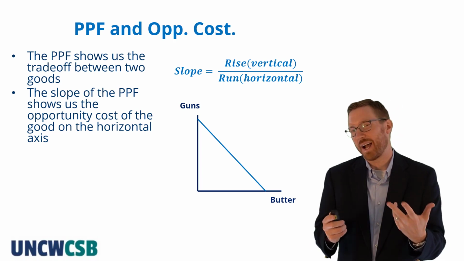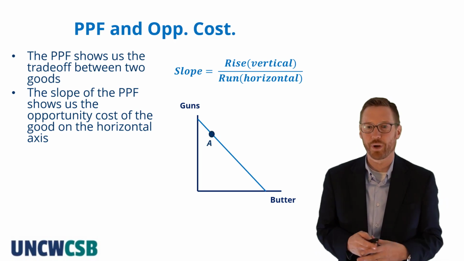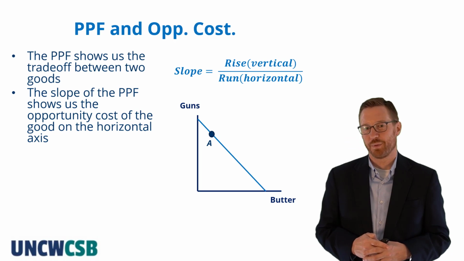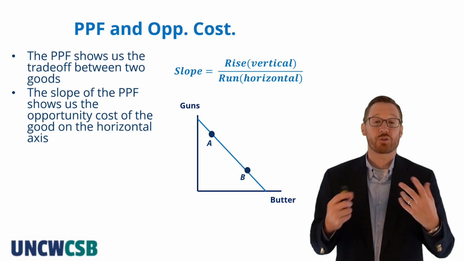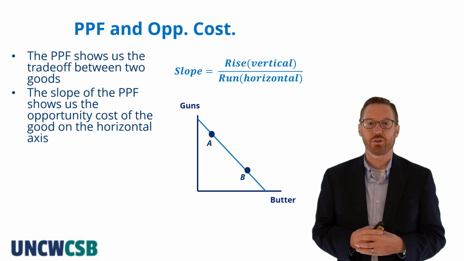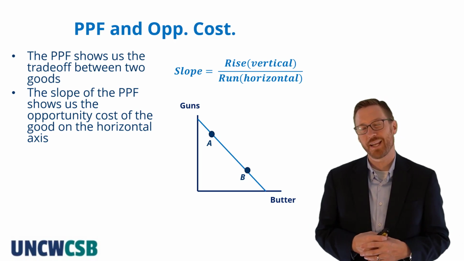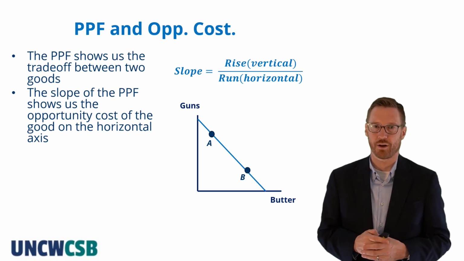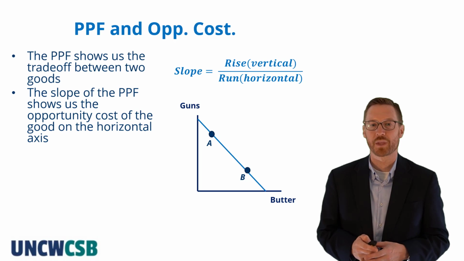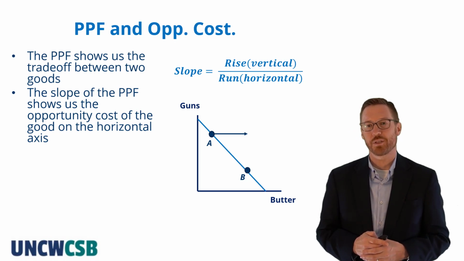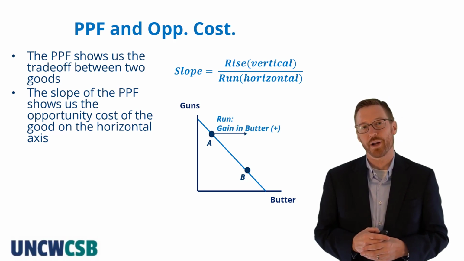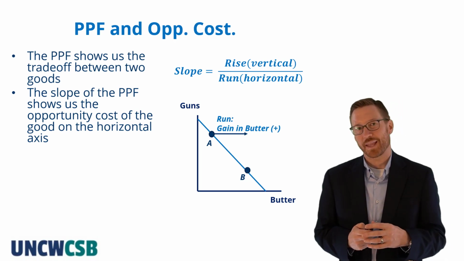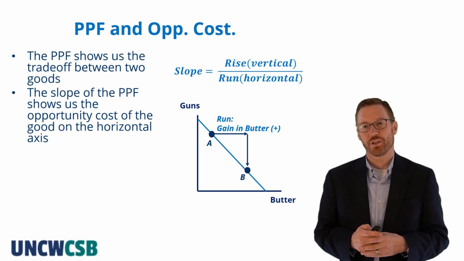If we're at some combination of guns and butter, point A, and the economy moves to a different combination of guns and butter, point B, then there's going to be a trade-off. In order to produce more butter, the economy can't produce as many guns, so they're going to give some up. That's the opportunity cost of producing more butter. So as the economy produces more butter, this is the run. This is the gain in the amount of butter. But in order to get that, the economy is giving up production of guns.